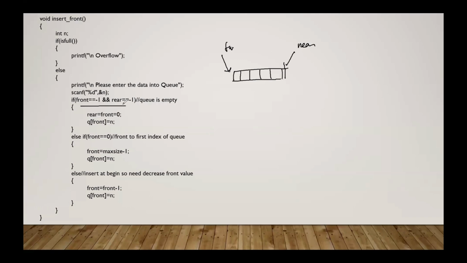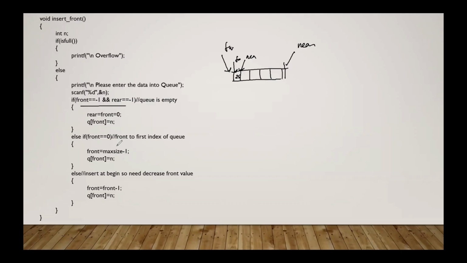If front equals -1 and rear equals -1, it means our queue is empty. So for the first element, we have to make both front and rear point to index 0. Then we store the value, for example, 25. So this is the case for an empty queue.